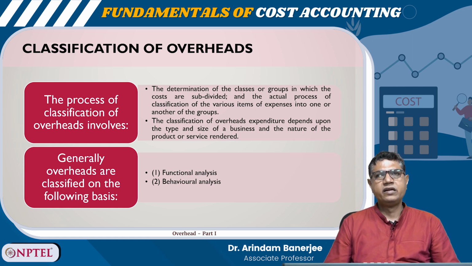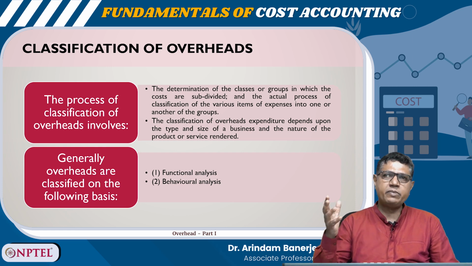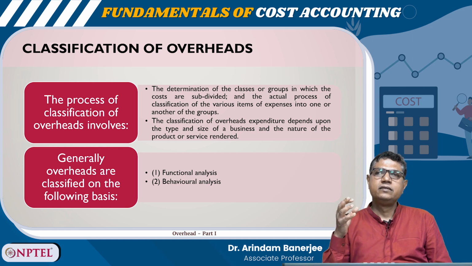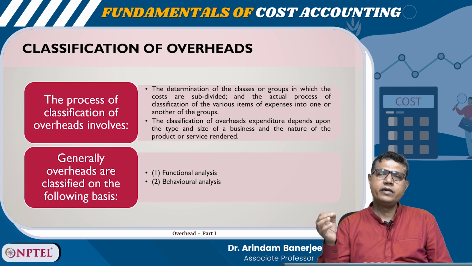Number one is the functional analysis, and second one is depending upon the cost behavior, that is the behavioral analysis. So, for a recap, I am just doing a quick recapitulation. Overhead is the sum of all the indirect expenses: indirect material plus indirect labor plus indirect expenses. And as we cannot link these overheads directly with the final product, they need to be allocated and apportioned. If it is directly allocated, this is fine, department wise or unit wise, but if it is not possible, then we do the apportionment.